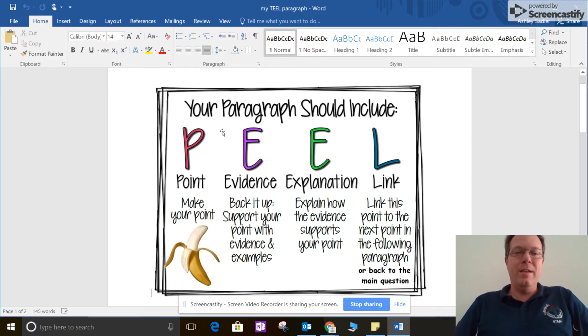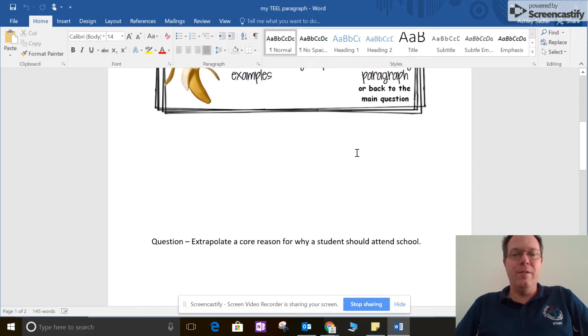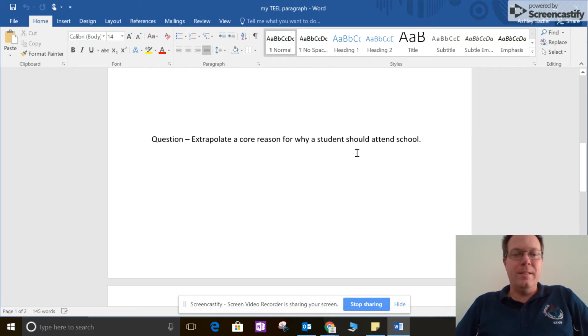If you think about the idea of PEEL though, the two E's can go either way. You can put your explanation first or your evidence first, and I'm going to show you a paragraph in a minute that swaps these two around. The main idea for PEEL is to have a clear argument at the beginning of your paragraph, and then make sure you link that argument back to the question. So if we're going to write a PEEL paragraph, we should have a question. So my question is, extrapolate a core reason for why a student should attend school.